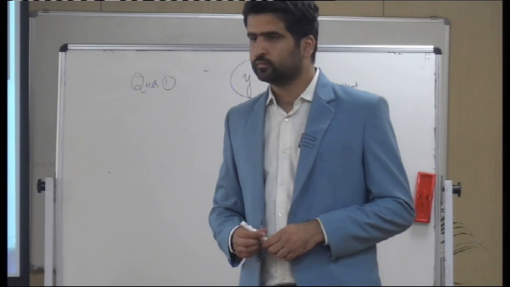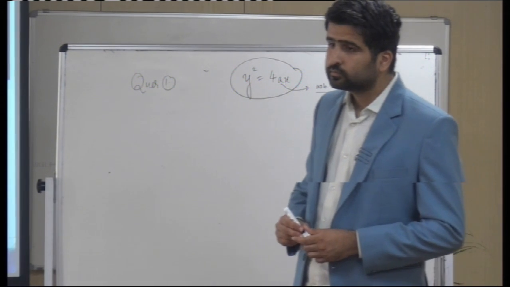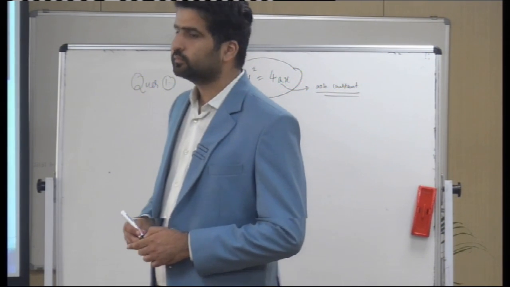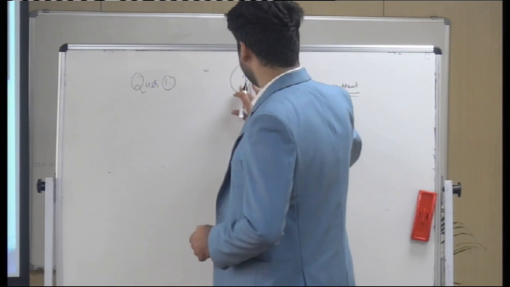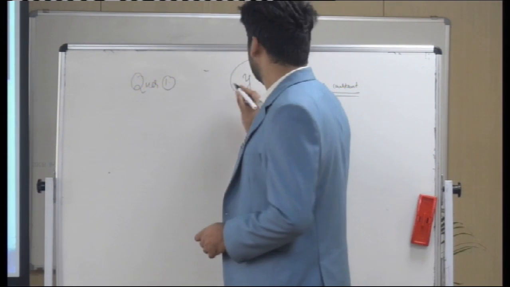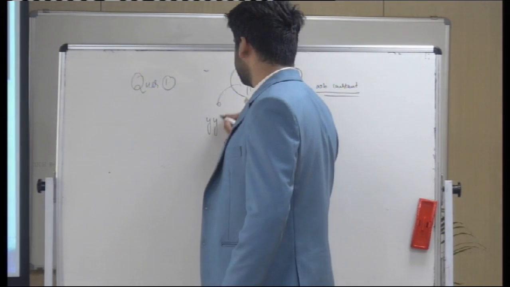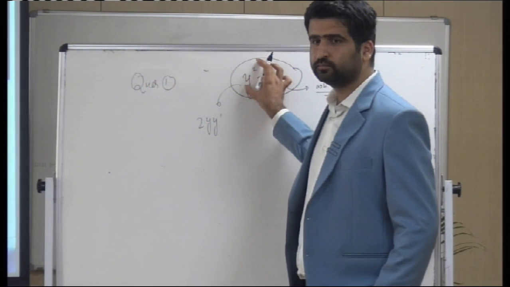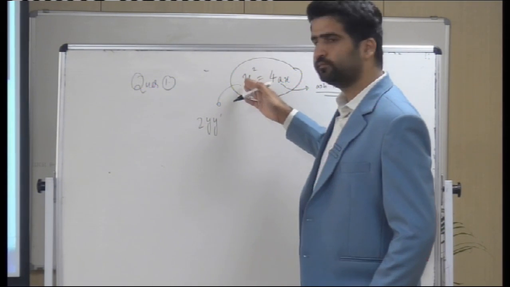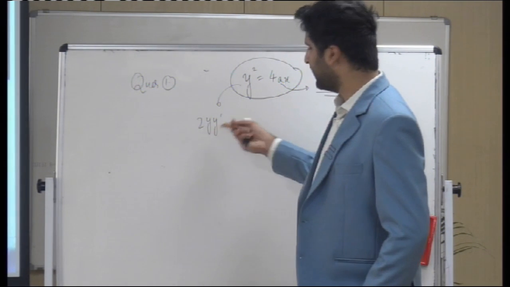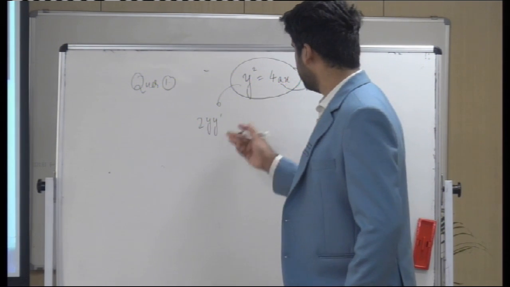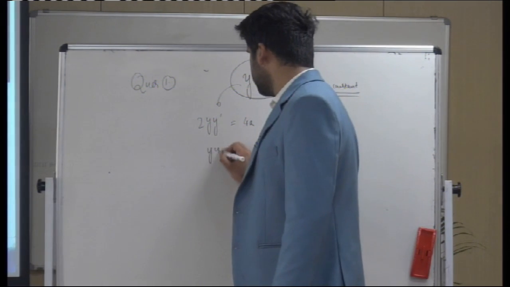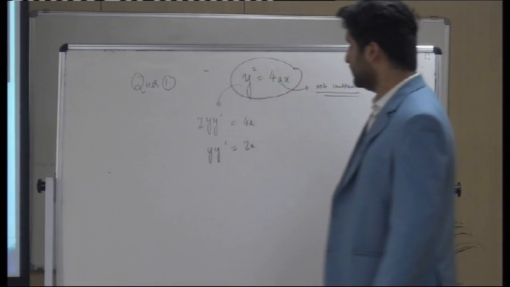Done? Okay, what is the equation? Y square. So what to do first? First we'll differentiate this equation. So what are we getting? 2y y dash, because of the chain rule: the differentiation of y square will be 2y, and then we have to differentiate y again. So we can write y dash or dy by dx; in the last step, I'll make it dy by dx. This is equal to 4a. So y y dash is equal to 2a. So how to eliminate this a?